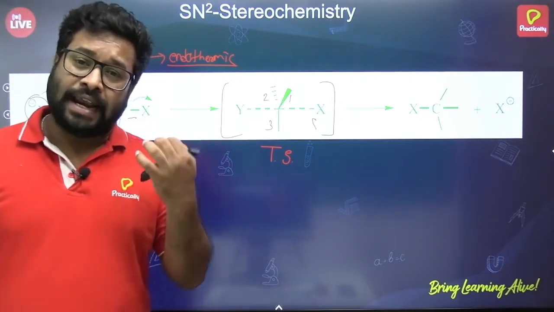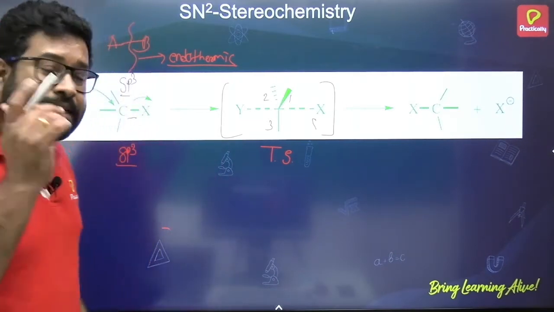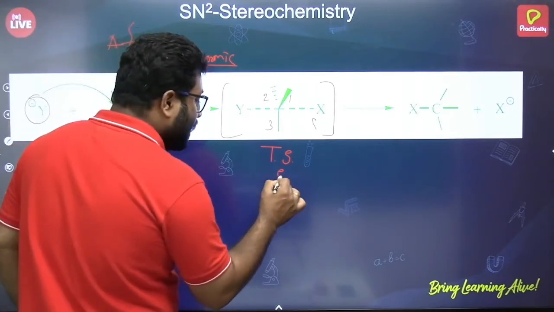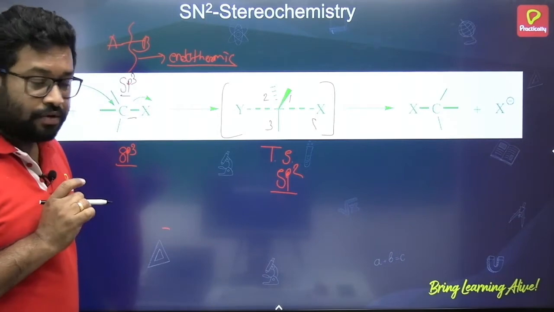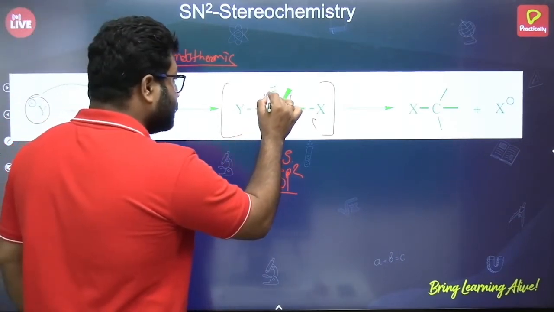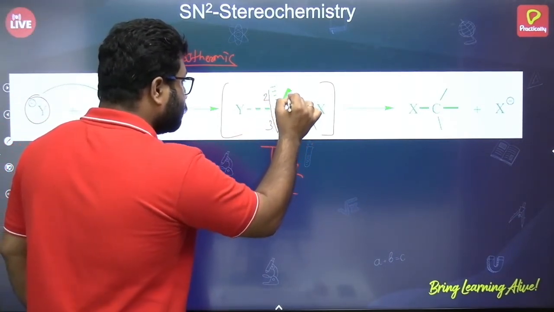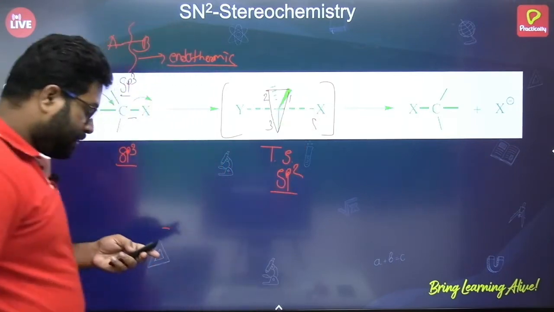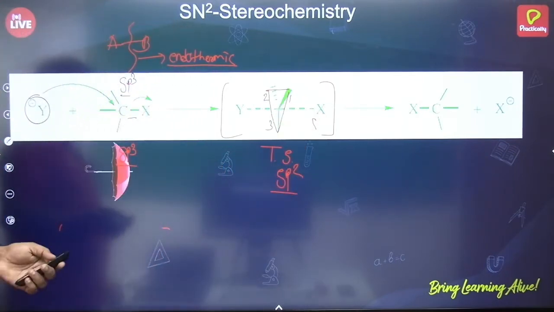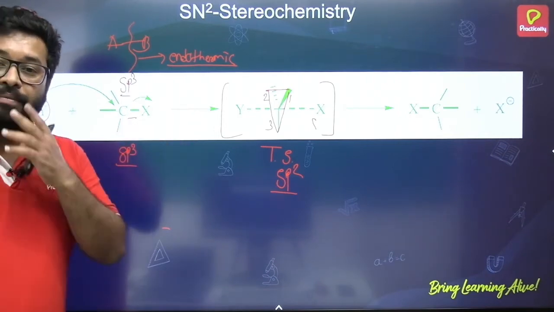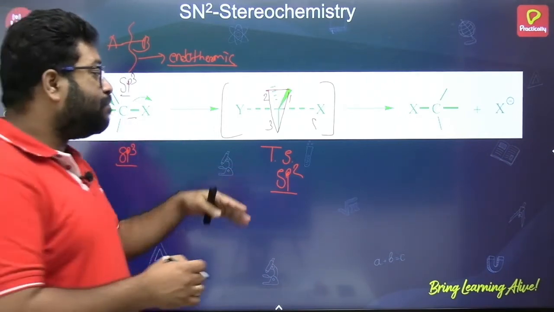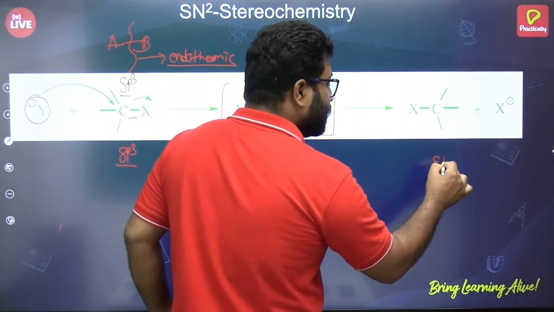So 3 suggests what? It suggests that the hybridization is sp2, and it is sp2. You can see here, this is a trigonal planar shape. That is why you have this transition from sp3 to sp2 and again back to sp3.